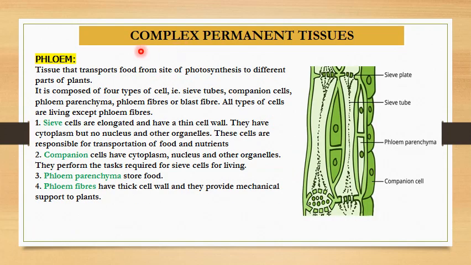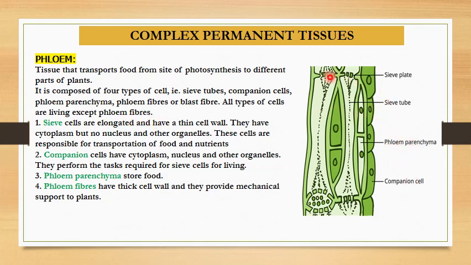Next complex permanent tissue is phloem. It is the tissue that transports food from the site of photosynthesis to different parts of the plant. It is composed of four types of cells: sieve tubes, companion cells, phloem parenchyma, and phloem fibers or bast fibers. All types of cells are living except phloem fibers.